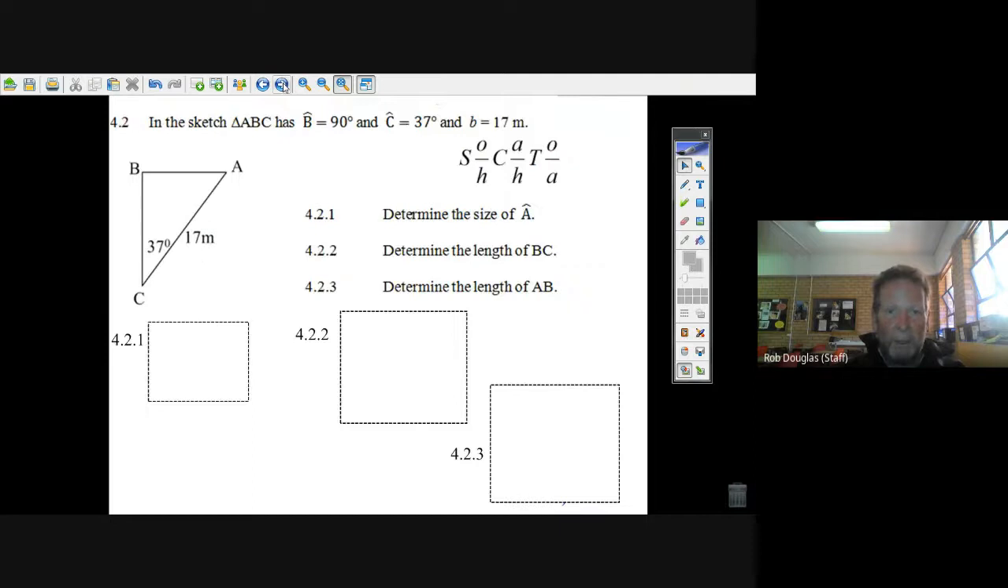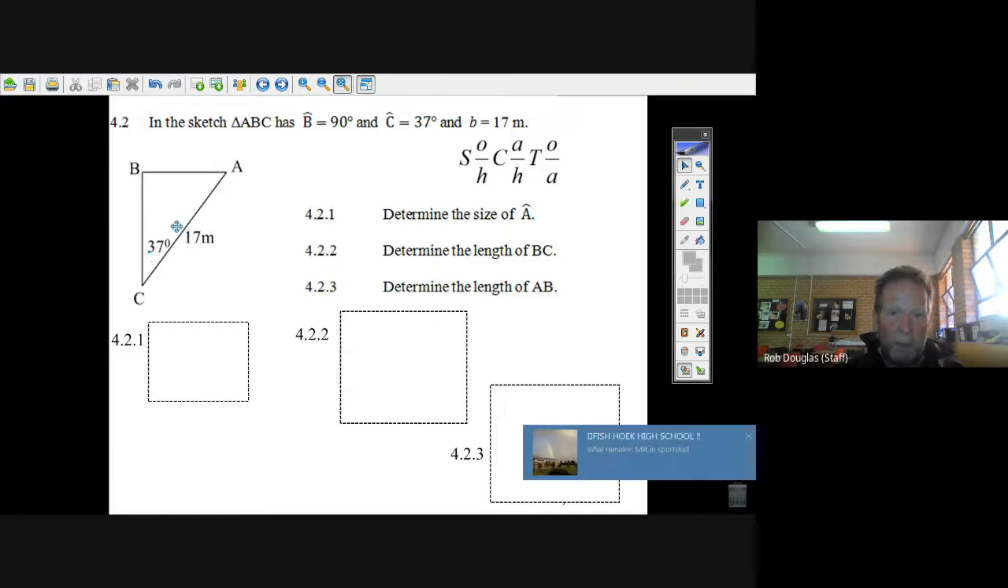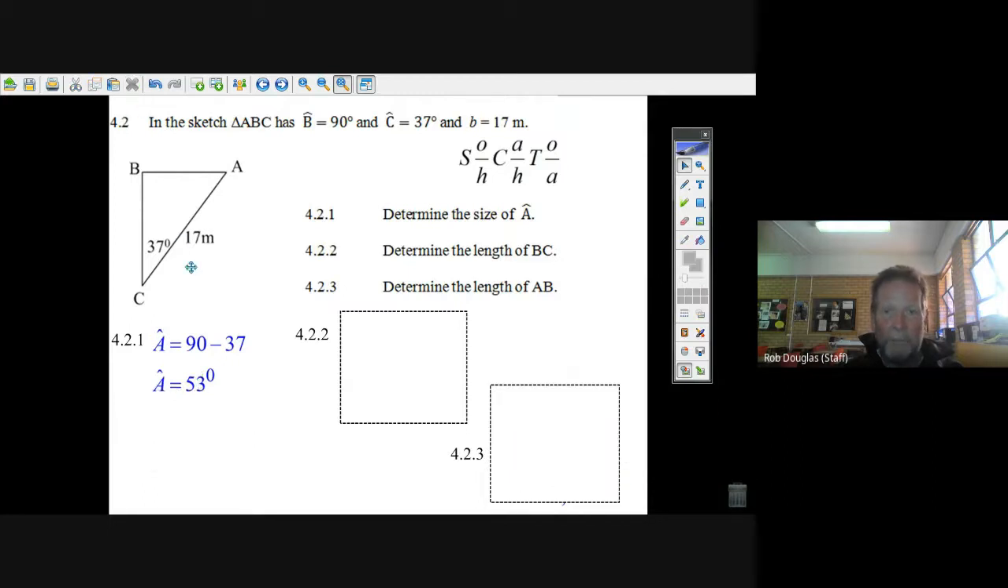In the next question, we have to figure out a few more things. We have to start using trigonometry to solve the triangle. What if you had this triangle here and it said, determine the size of angle A? Well, if this is 90 degrees, we know from angles in a triangle, these two must add to 90. So I can just go 90 minus 37, and that is 53 degrees for angle A.